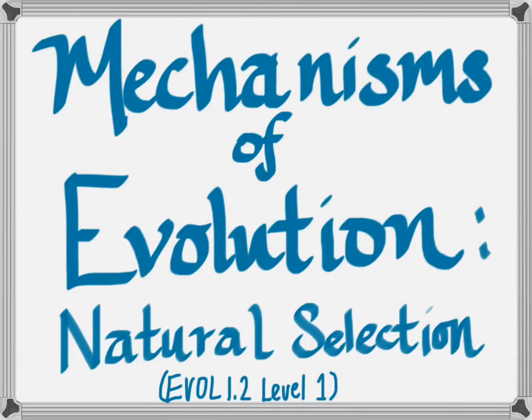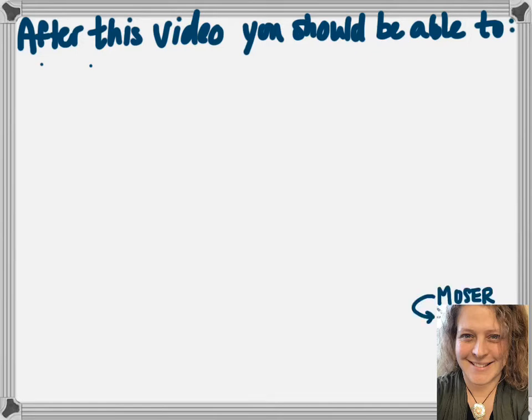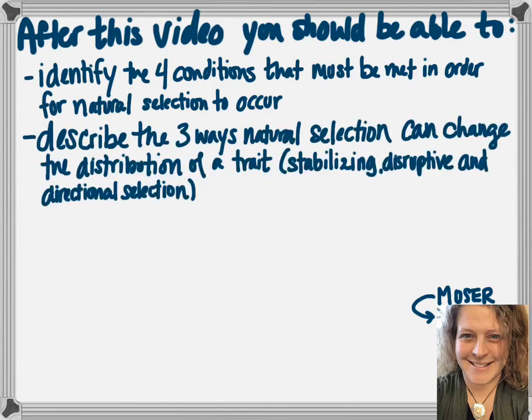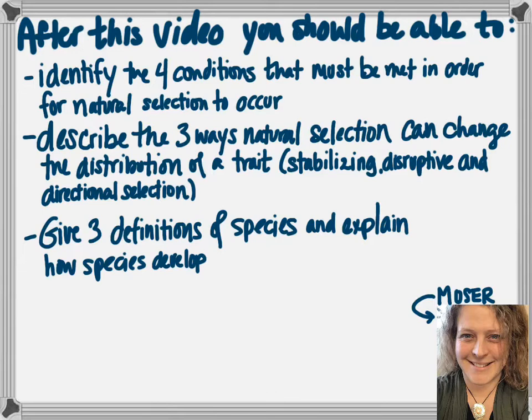Mechanisms of Evolution, Natural Selection. It's me, Moser, and after this video, you should be able to identify the 4 conditions that must be met in order for natural selection to occur, describe the 3 ways that natural selection can change the distribution of a trait: stabilizing, disruptive, and directional selection, and give 3 definitions of species and explain how species develop.